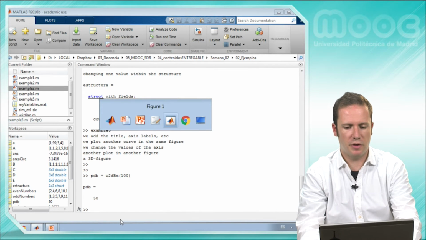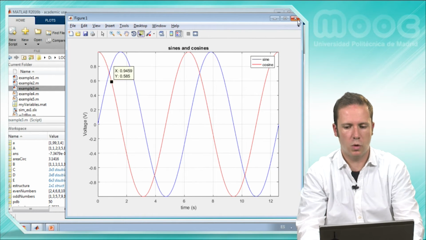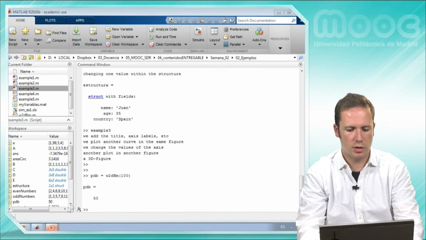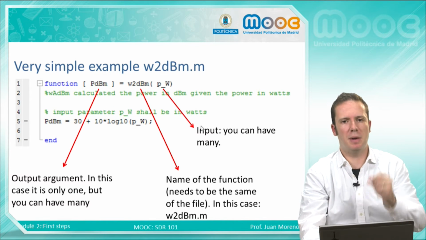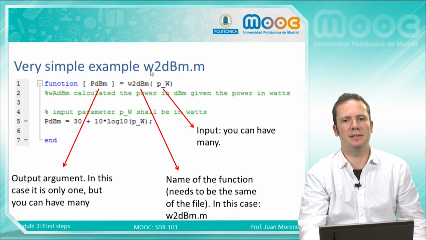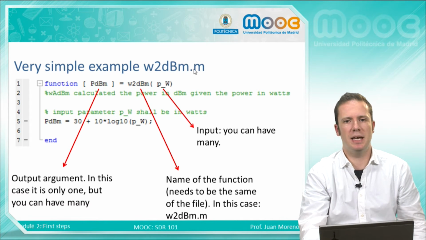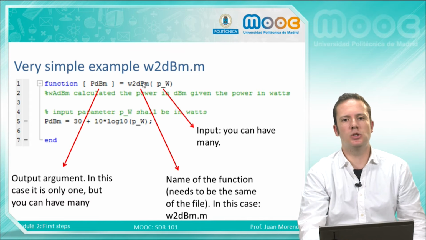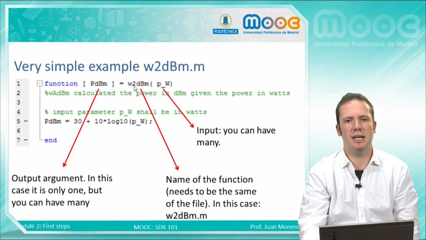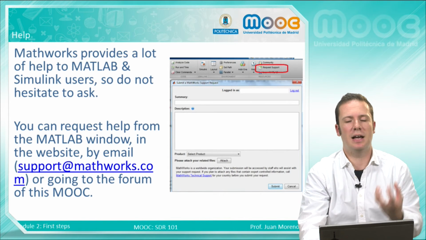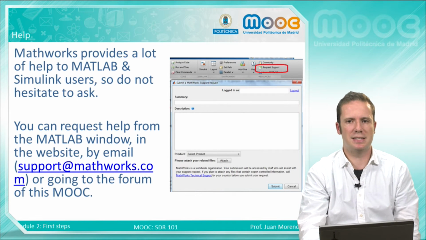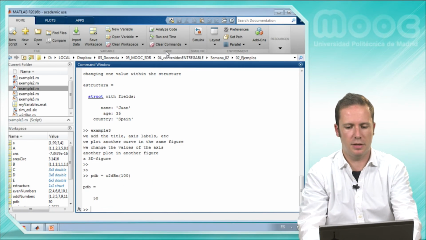So it's a very, very simple way to work with MATLAB. A very important remark is that the name of the file, in this case y2dbm.m, needs to be the same name as the function. So in this case, the two of them have the same name. A very important thing in MATLAB, a very powerful tool, is the request help tool.